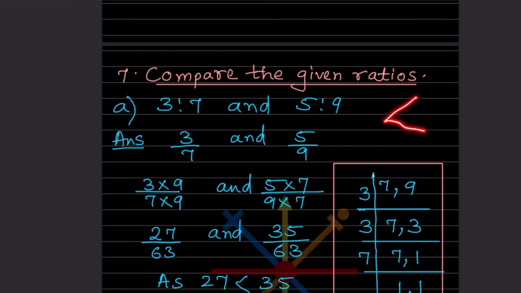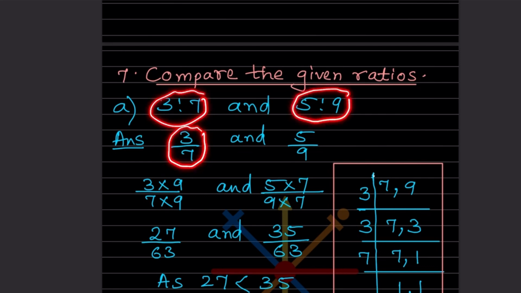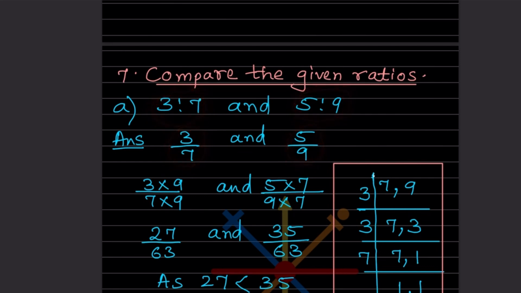If the bigger number is over here, you are going to open the mouth over here. So let us see, when we are doing the example, we will get more idea about it. Now this 3:7 can be written as 3 divided by 7, and this 5:9 can be written as 5 divided by 9. So now what you can see, the denominators are different.